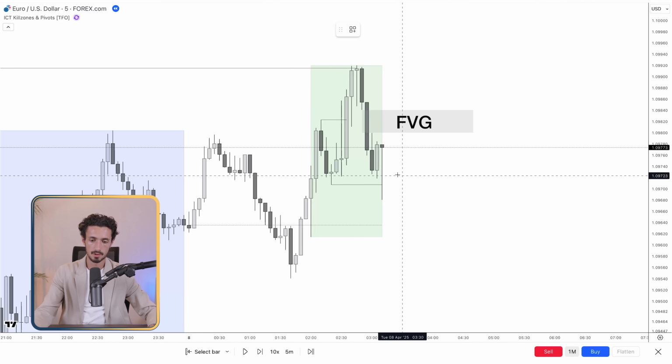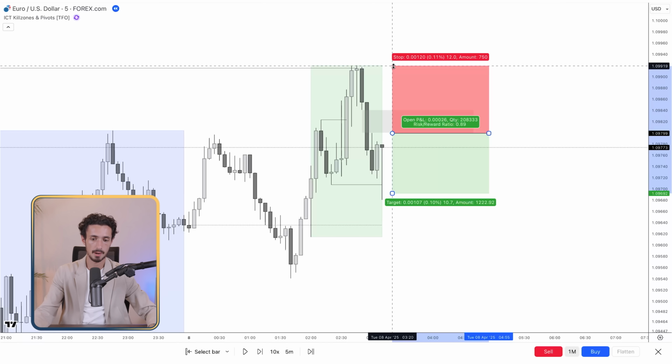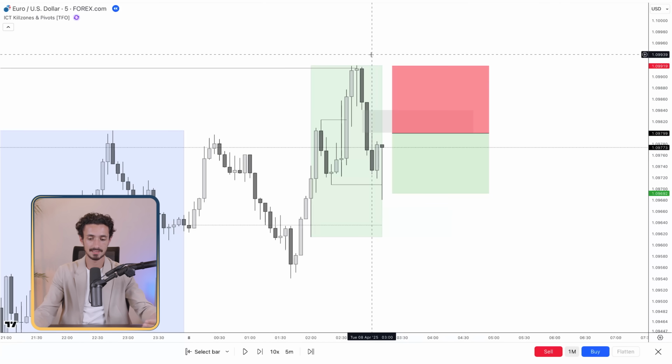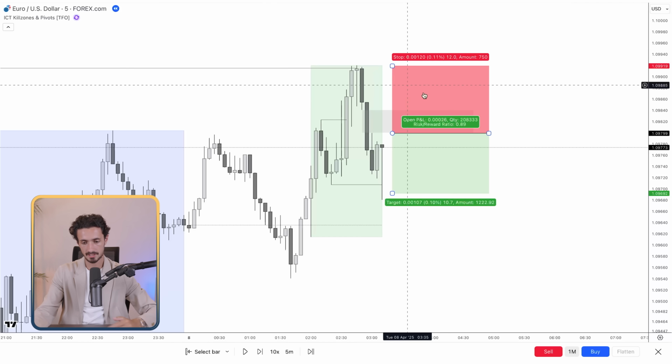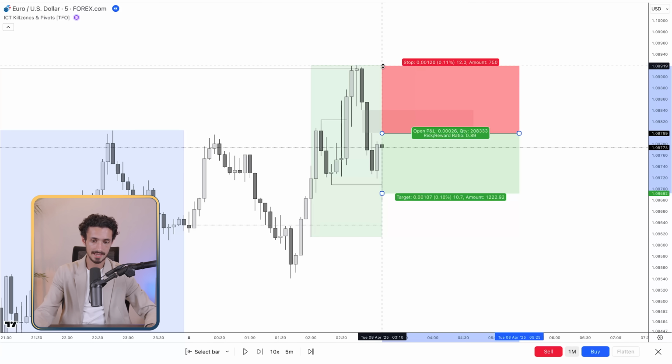So what we're looking for is to trade short from that level because it's the highest probability area that will be retested before price continues in its direction. So that's our entry point. That's our entry. My stop loss is above this high.